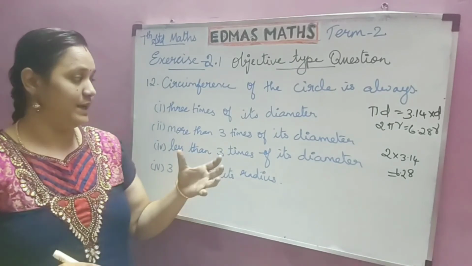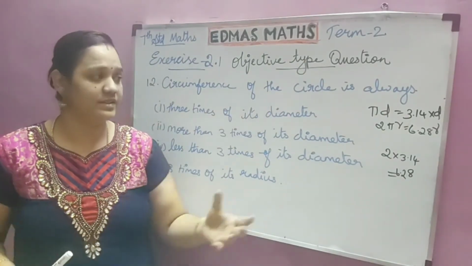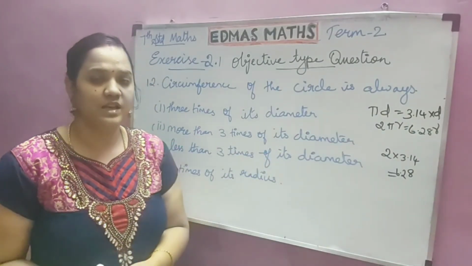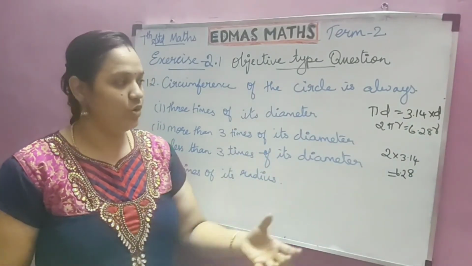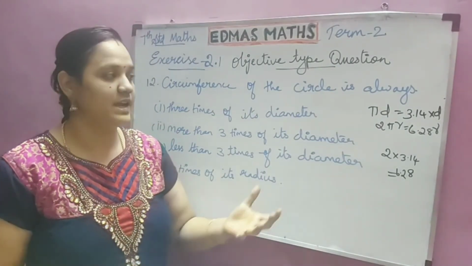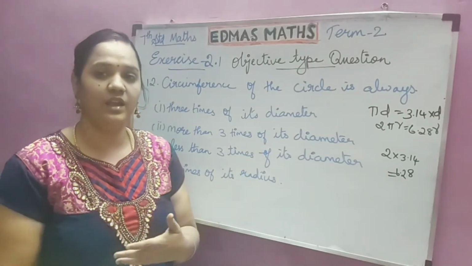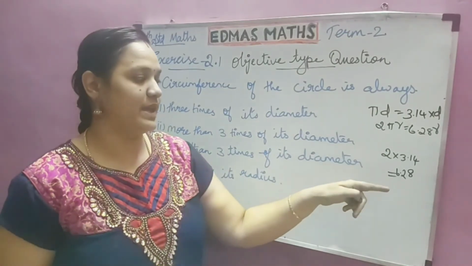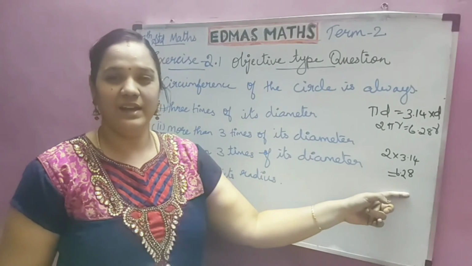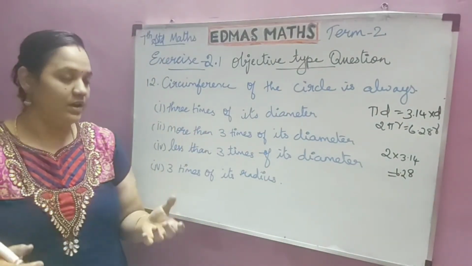So now let us analyze the options. 3 times its diameter: whether the circumference is 3d? No, it is 3.14 into d. So we can say it is greater than 3d, otherwise we can say greater than 6r. We can check whether we have these answers.